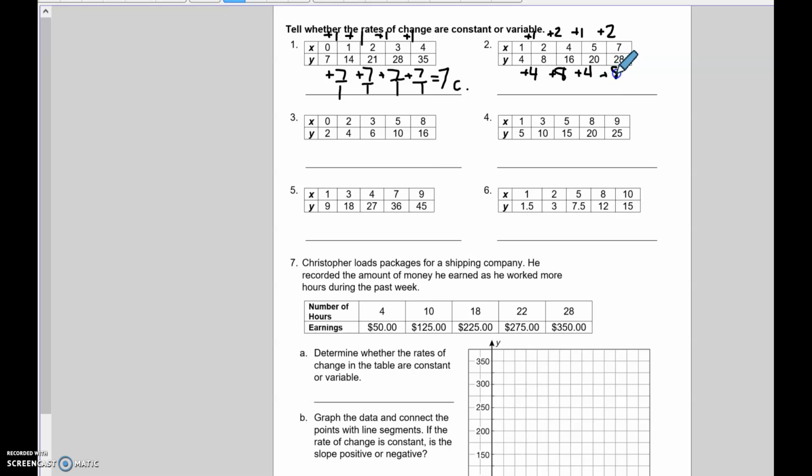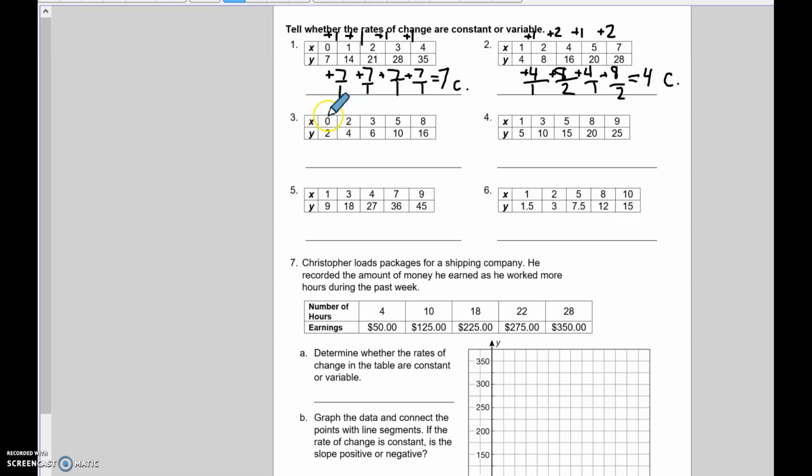Okay, so then I'm going to divide the change in y over the change in x. So that would be 4 divided by 1. 8 divided by 2. 4 divided by 1. And 8 divided by 2. Each of these, if I divide them, equals 4. And if it's always 4, that's constant again. All right, let's look at one more.